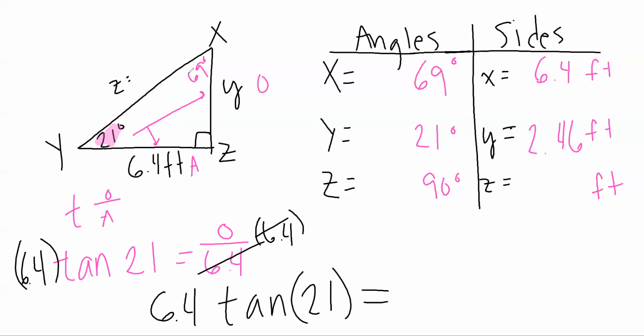Well, I would rather not use Pythagorean theorem, so I can use a trigonometric ratio to find side Z. I could still use 21 as my reference angle.